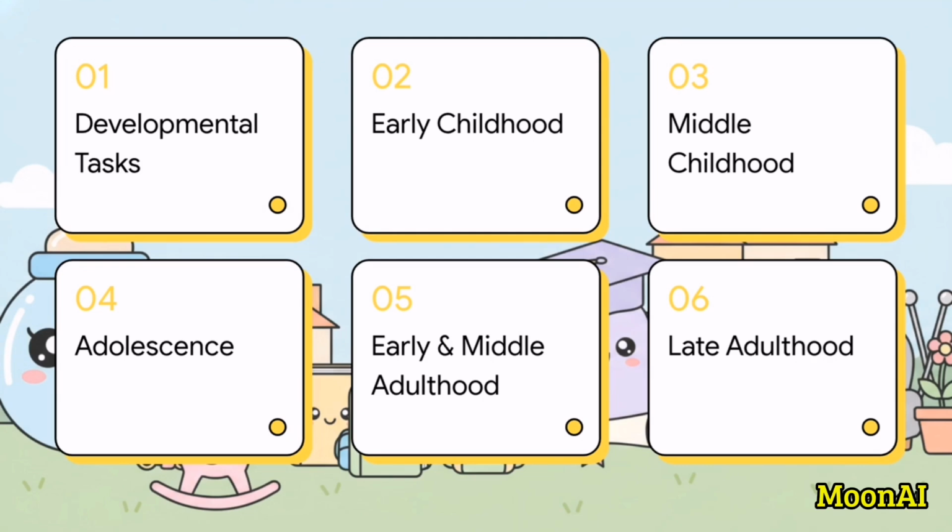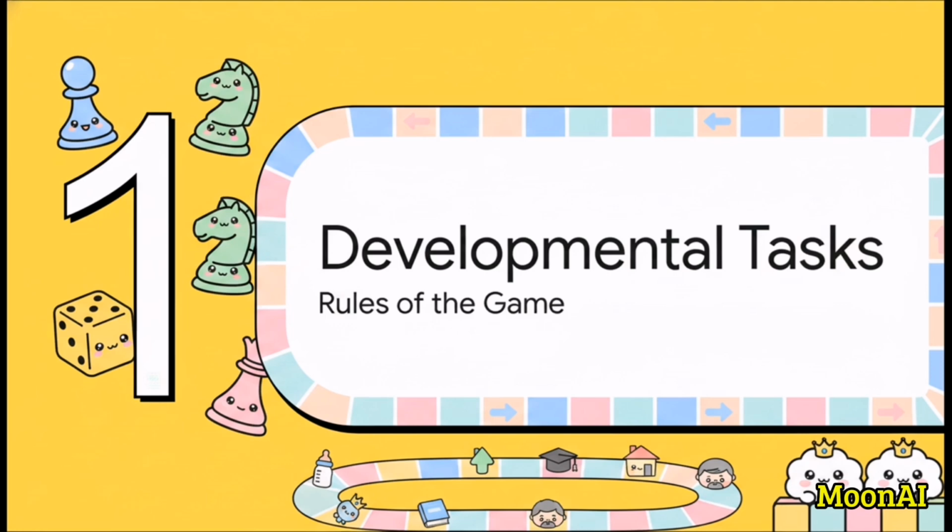Here is our quick roadmap for today. 1. What are developmental tasks? 2. The early childhood levels. 3. Middle childhood and school. 4. Adolescence. 5. Early and middle adulthood. And 6. Late adulthood and beyond. All right, kicking things off with Section 1.